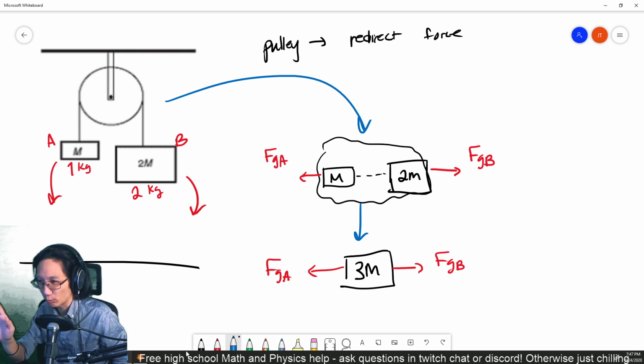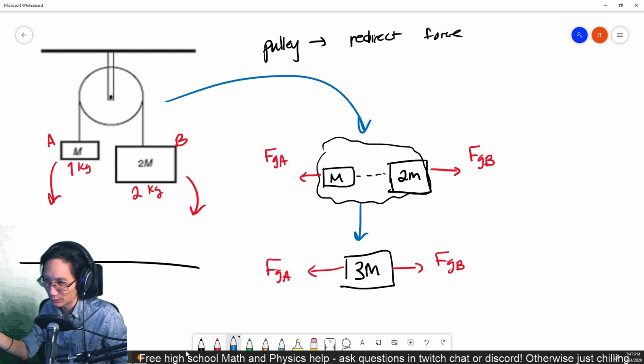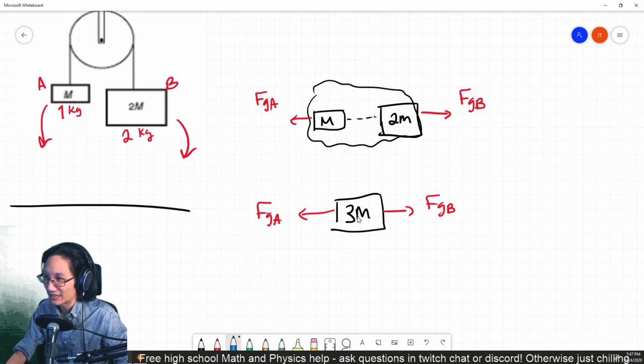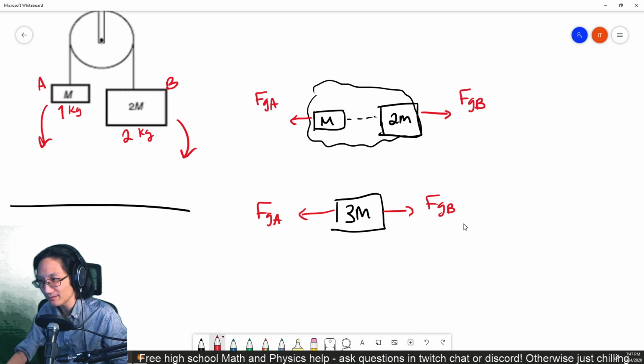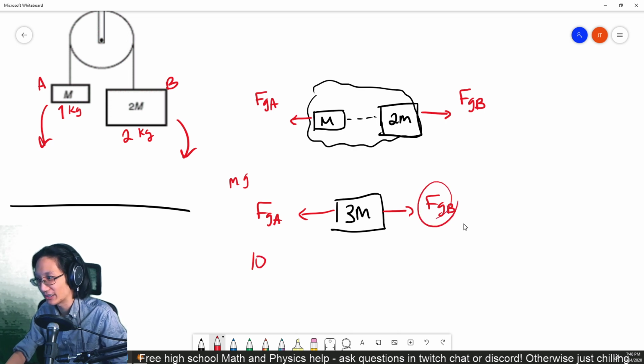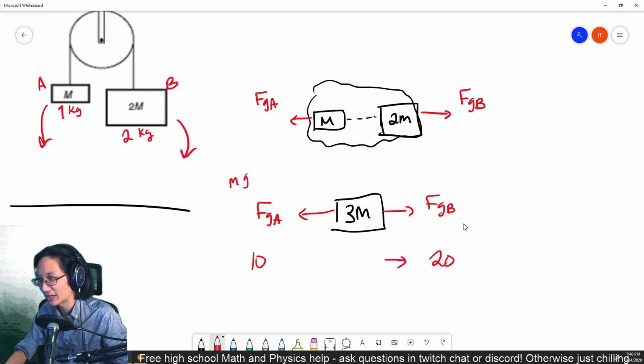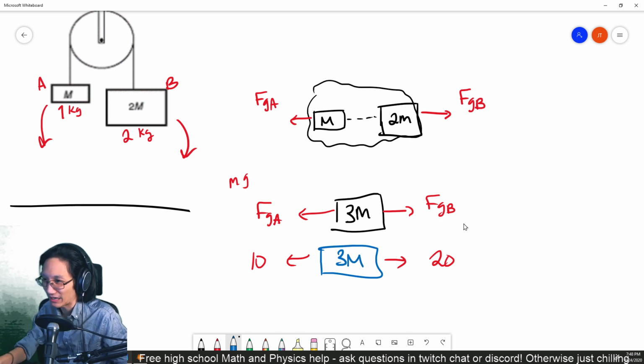And then now you have one equation, right? You don't have two equations, two unknowns, like we had last time with the system of equations. This time, we just have one object that has a mass of 3m. So we can do F equals ma for this guy. So the force of gravity on A is the mass of A times g, which was 10, right? And the force of gravity on B was the mass of B, which was 2, times 10, so 20, right? So we have 10 in one direction, 20 in the other direction, and an object of mass 3m in the middle. So F equals ma.